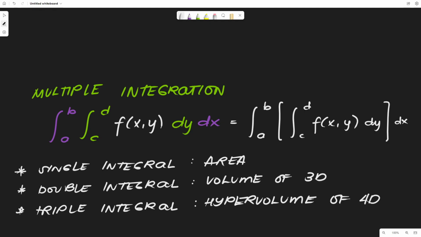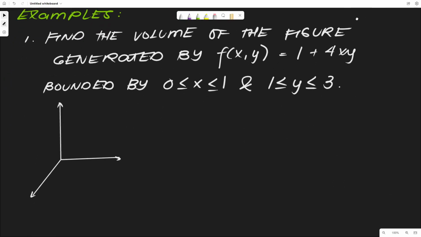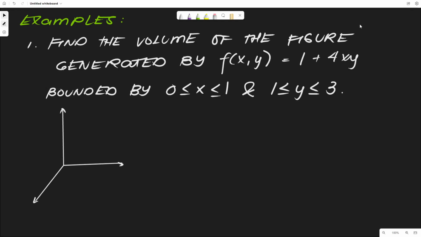Okay, so paano nga ba sinasagutan ang isang multiple integral? Same method lang to with the regular integrals natin. Medyo tedious lang siya in the sense na umuulit yung integral natin. Pero masasanay din kayo. Now, for example, find the volume of the figure generated by f(x,y) equal to 1 plus 4xy bounded by x greater than or equal to 0 but less than or equal to 1, and y greater than or equal to 1 but less than or equal to 3.